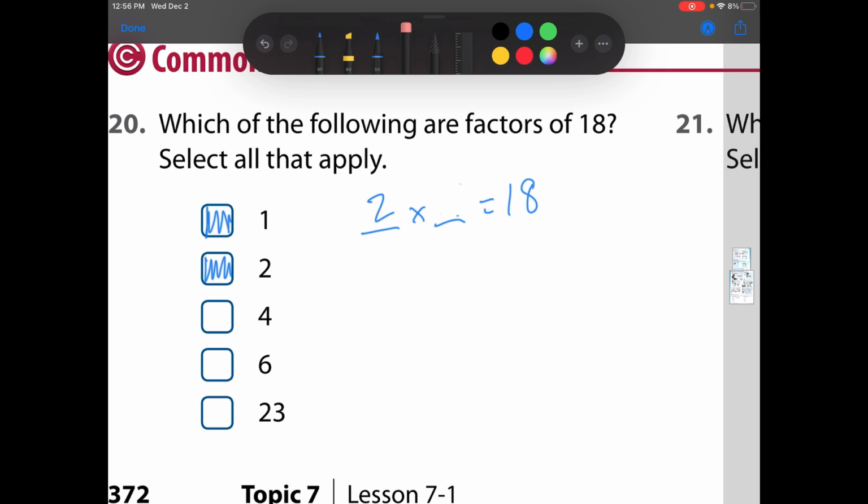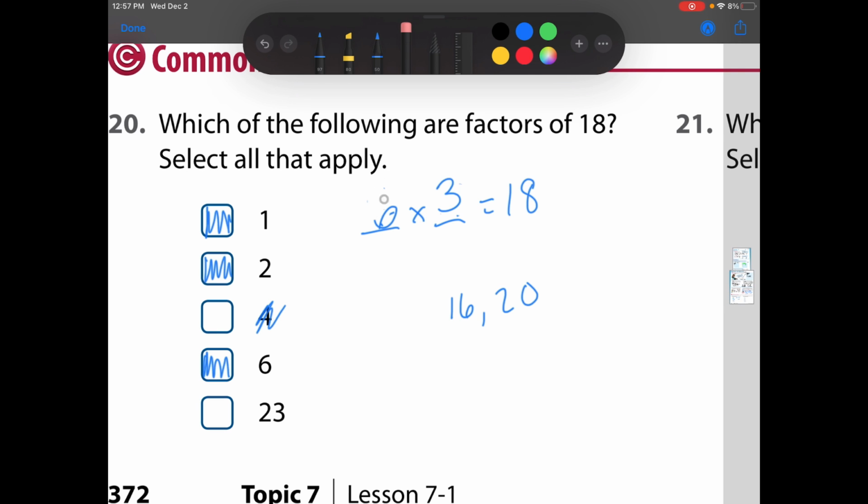My next one is a 4. 4 times what equals 18? Well, nothing can. It goes from 16 to 20. It skips right over 18. So I'm going to leave 4 off. What if I have 6 in? 6 times what equals 18? Now you may think, oh, 6 isn't, but 6 times 3 is. So that's why you need to know our multiplication facts well. So I'm going to mark that.